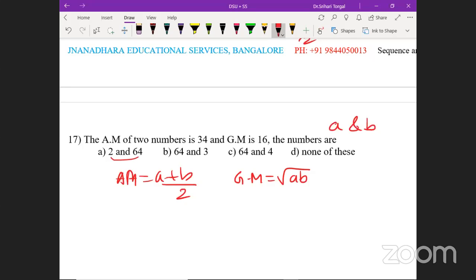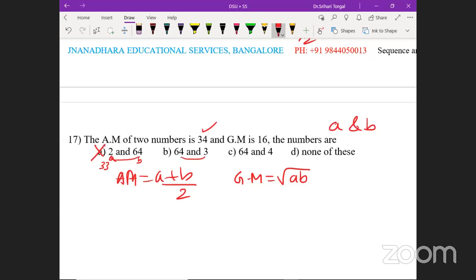64 plus 2 is 66, divided by 2. How much? 33. If these are the two numbers A and B, then the arithmetic mean is 33. You got 33, but here we have 34. Therefore, option A is cancelled.